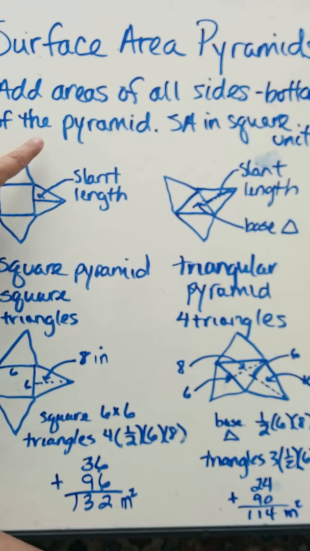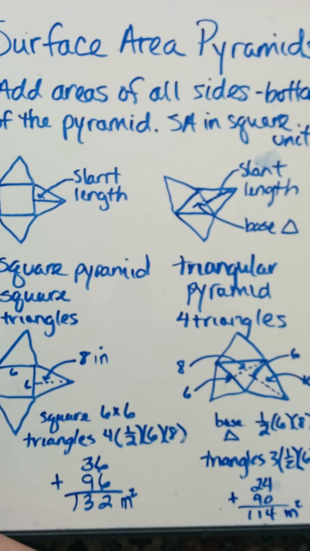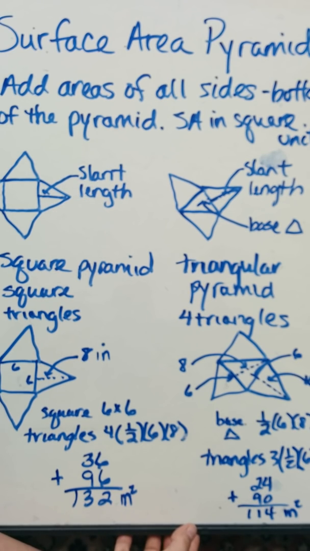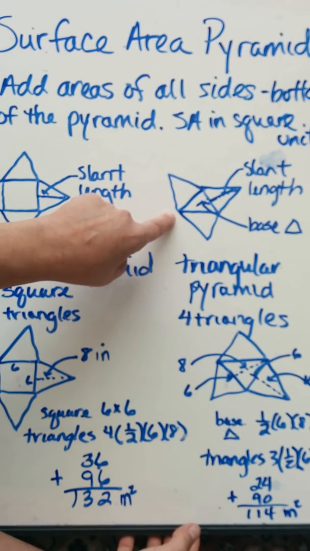Remember, a pyramid generally has some kind of base, and then the triangles meet up to the top. Surface area is measured in square units, just like any other area. So the first one, we're going to look at two pyramids, the square pyramid and a triangular pyramid.